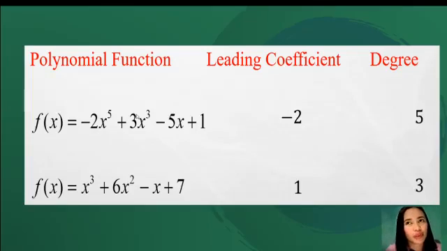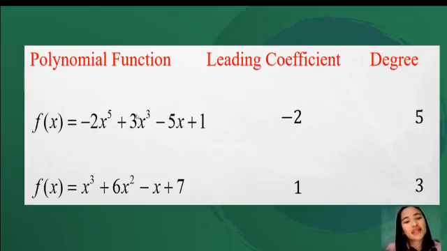Now, if we have the quintic function, the degree is 5. What will be our leading term? Since our leading term is the term wherein we have the highest exponent, we have negative 2x to the fifth. Since negative 2x to the fifth is our leading term, our leading coefficient will be the numerical coefficient of negative 2x to the fifth. So what is the numerical coefficient of negative 2x to the fifth? It is negative 2. Therefore, the leading coefficient is negative 2.